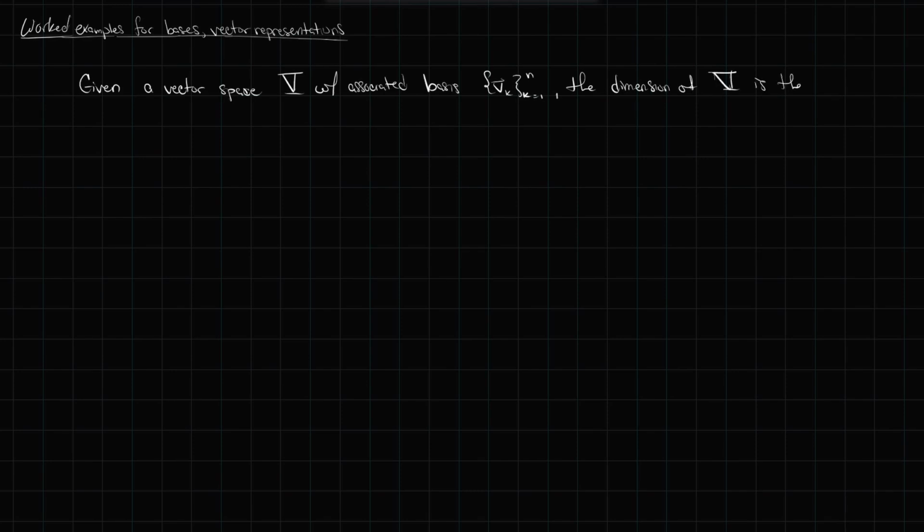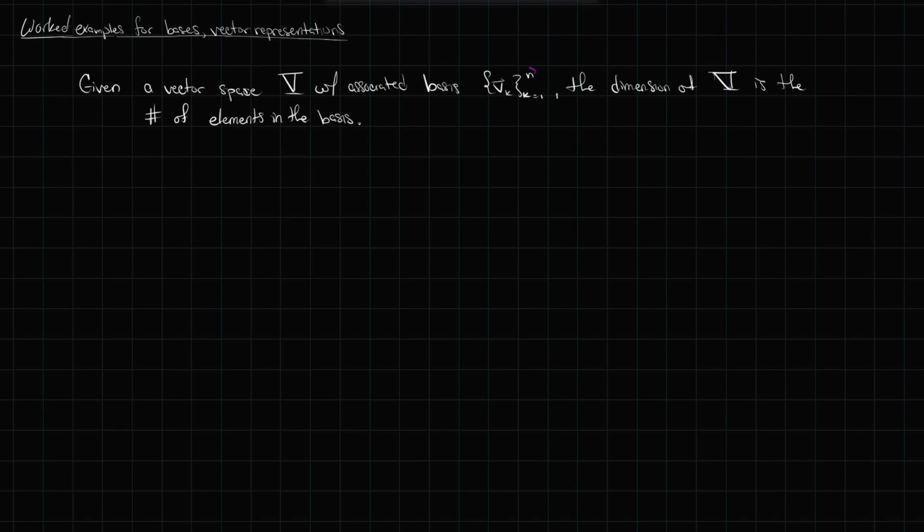To start out, I didn't actually include the definition of a dimension yet so far in this course, even though I suppose we've kind of implicitly been noticing what they are. But let's include that dimension here. Given a vector space V with associated basis, a collection of vectors v_k, k equals 1 to n, the dimension of V is the number of elements in the basis.